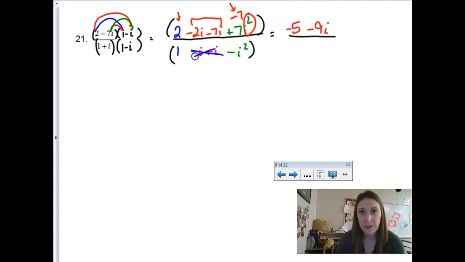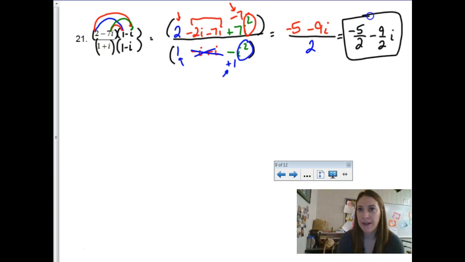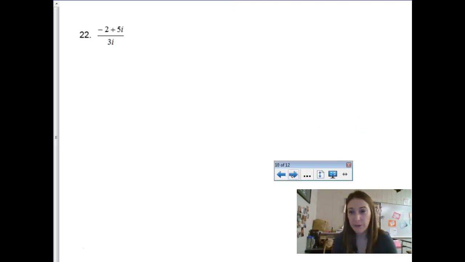And then the i's down here will cancel, but remember what i squared is, it's negative 1. So if I'm subtracting a negative 1, aren't I just adding 1? So now when I add 1 plus 1, I get 2. And then the final answer in a plus bi form is negative 5 halves minus 9 halves i. I got that by just dividing each part of the numerator by the 2 separately. So, those are i's for you.